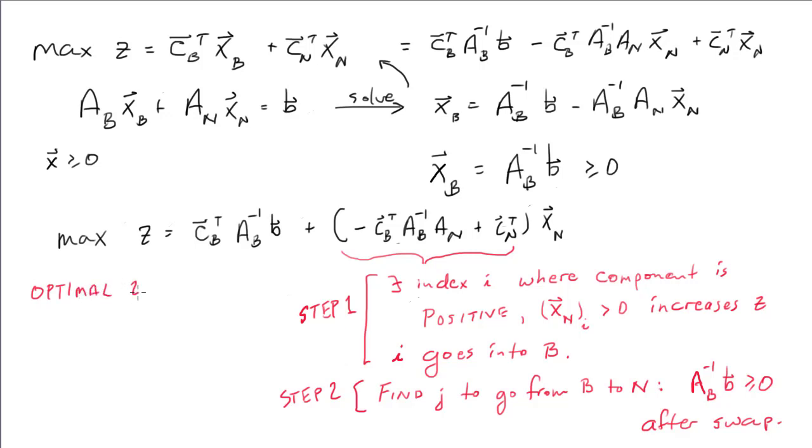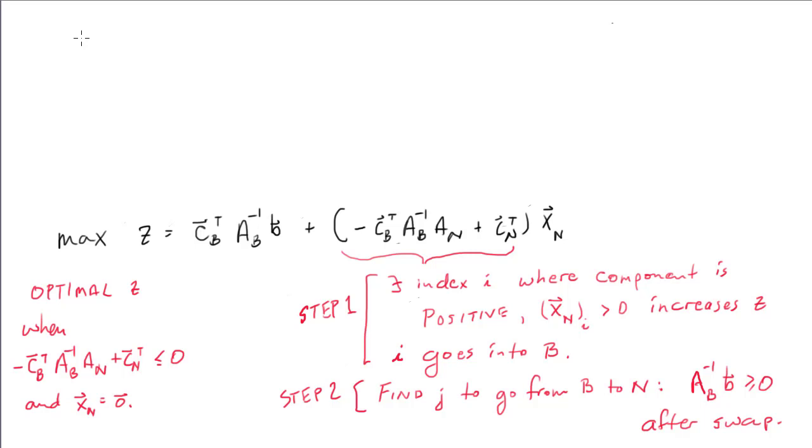Optimality is if this row vector has only negative components, non-positive components. The maximum for z is then when x sub n is 0. A basic solution, basic feasible by step 2.